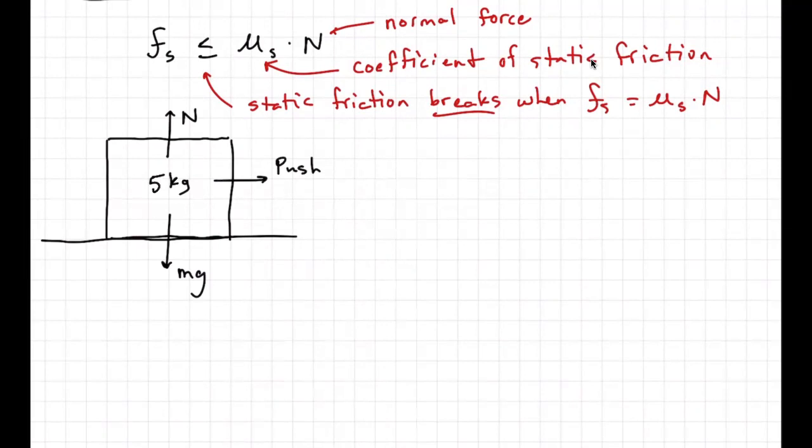If the block doesn't move, then I know that there's some static frictional force opposing my push, opposing the intended sliding between the tabletop and the block. And also, if the block doesn't move, I know that the push has to be the same in magnitude as the static friction.